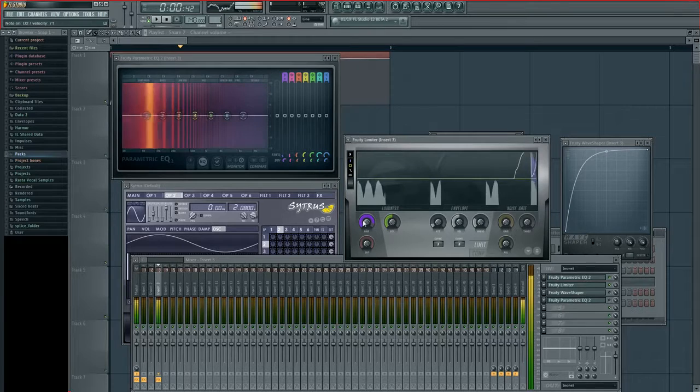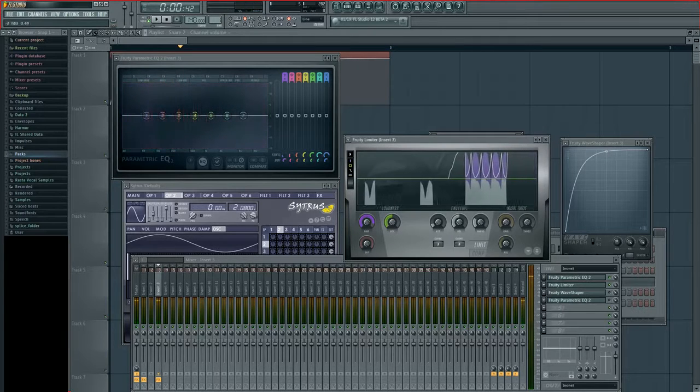So if we push it, what's happening now is that when the sine wave gets louder, it's being pushed down to keep it below the threshold. But as it's pushing down, because it's all one signal, it pushes it down, and then it's pushing down the saw wave stuff as well.